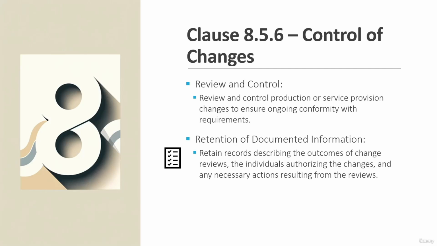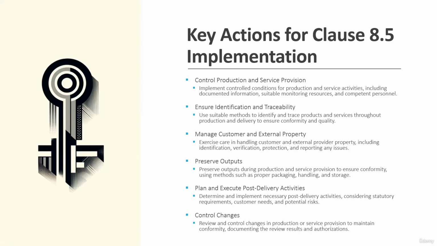8.5 was product and service provision, which was actually related to doing the job, making the product or providing the service. And we looked at 6 sub-clauses of that. Let's summarize this by looking at the key actions as a part of clause number 8.5. Initially we talked about having some controls on the production and service provisions. All the production should be done in a controlled way, and we looked at various control mechanisms in 8.5.1. And then we talked about identification and traceability that needs to be maintained as necessary.